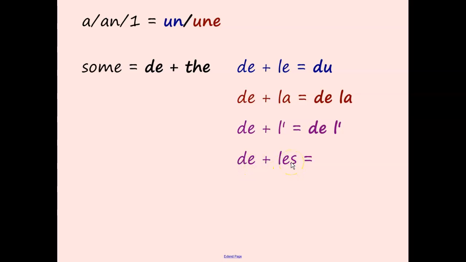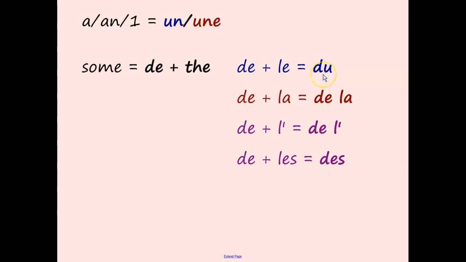De and les, we don't like the sound of those next to each other. So again, we smush them together and they become a new word, des. Des is essentially the plural of un or une. These three, the du, de la, and de l', those are the ones that I said indicate a fraction, something that is less than one, okay?